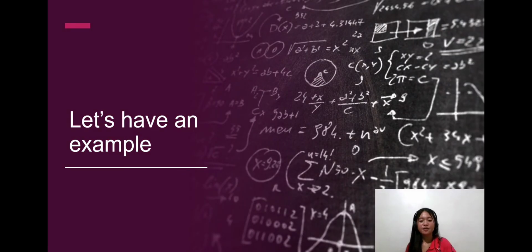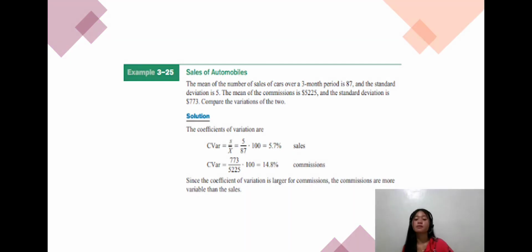So, let's have an example. Sales of automobiles. The mean of the number of sales of cars over a 3-month period is 87, and the standard deviation is 5. The mean of the commissions is $5,225, and the standard deviation is $773. Compare the variations of the two. So, this is our solution.